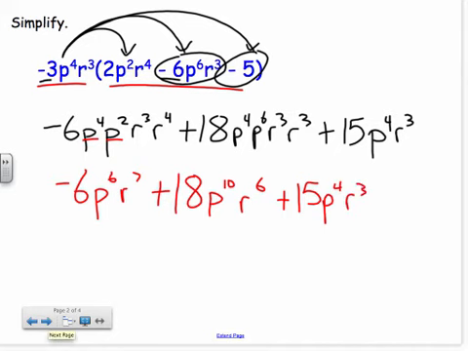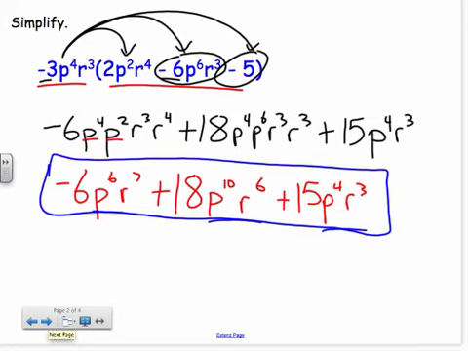And then when I get to this point, it's usually simplified unless there are like terms that we can combine. So if I look, here I got a term of p to the 6th, r to the 7th. I don't have any other terms that have a p to the 6th and the r to the 7th, right? Because this is the p to the 10th, r to the 6th. This is the p to the 4th, r to the 3rd. So they're not like terms, so it's simplified. So that would be my final answer, right? So if I would have ended up with something like 4x to the second, y to the third, plus 6x to the second, y to the third.